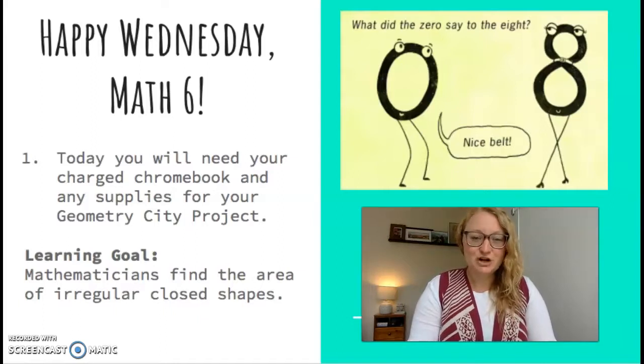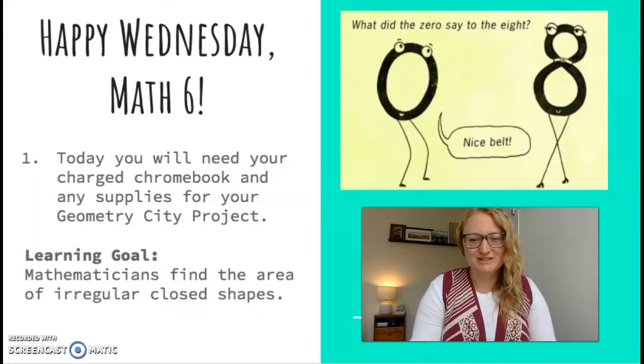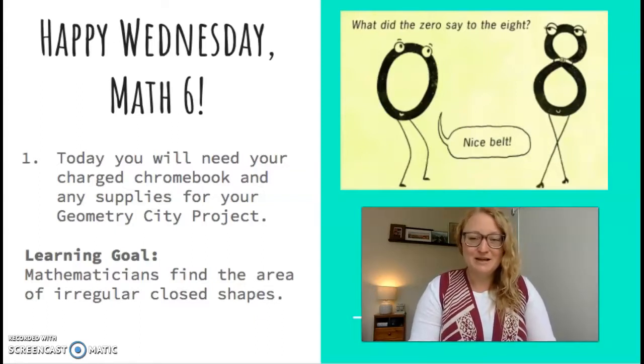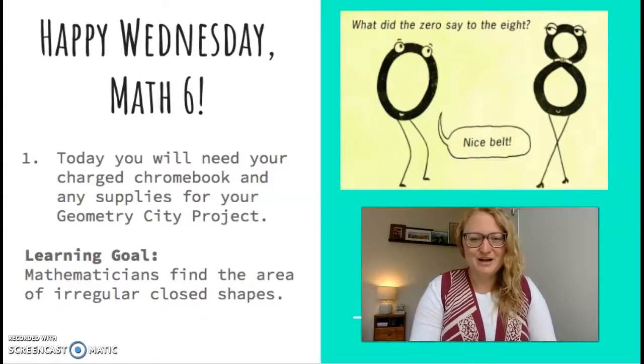Today you're going to need your charged Chromebook and any supplies to keep working on your Geometry City project. As a reminder, that's due via email to me tomorrow, Friday by 3:30 p.m. Today our learning goal is short and sweet. We are going to find the area of irregular closed shapes.